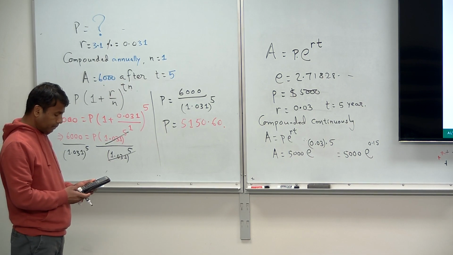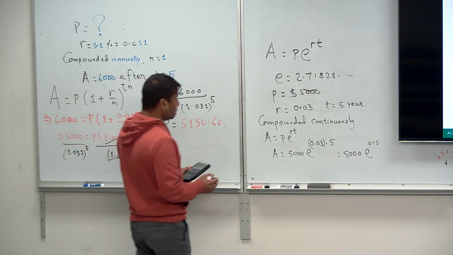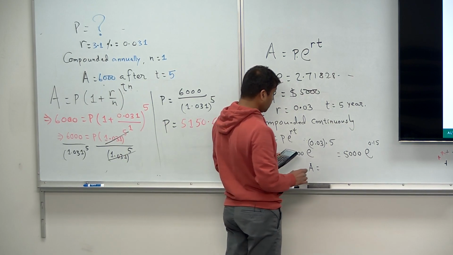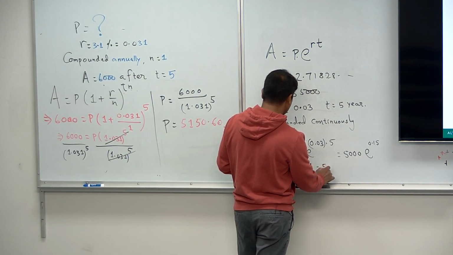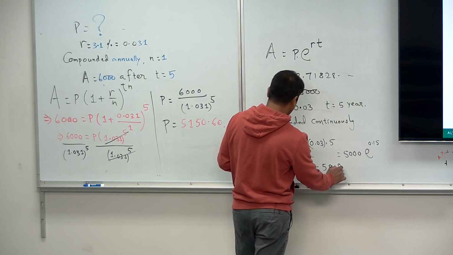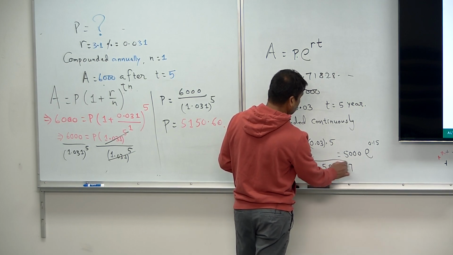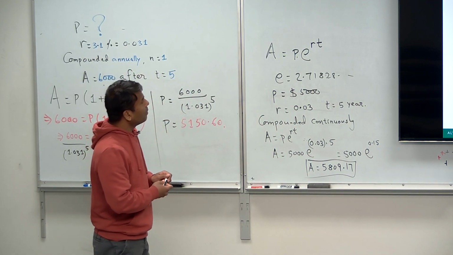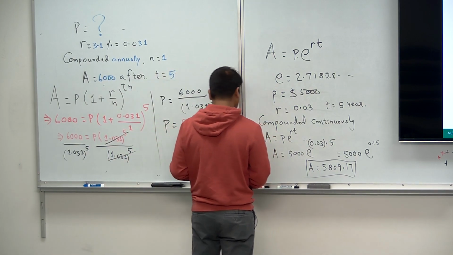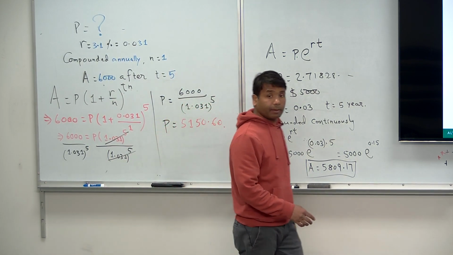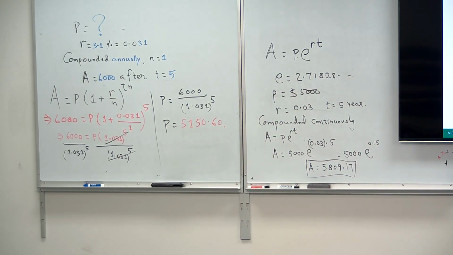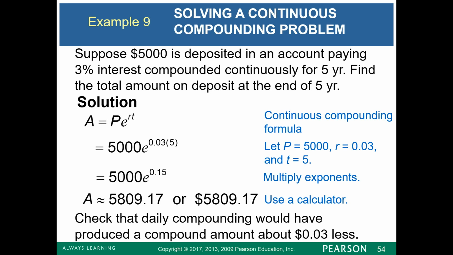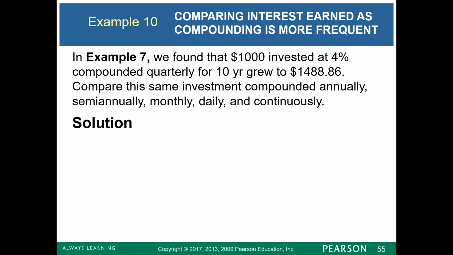What did you get, guys? So this is 5809.17. Good? Did you get it? Simple, right? Yep, 5809.17.